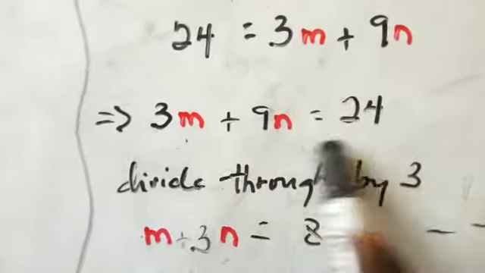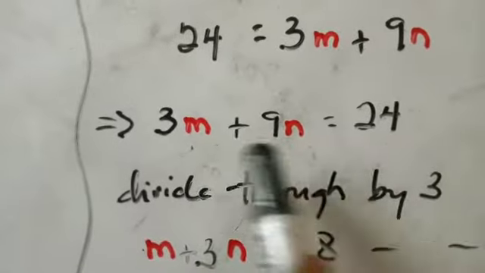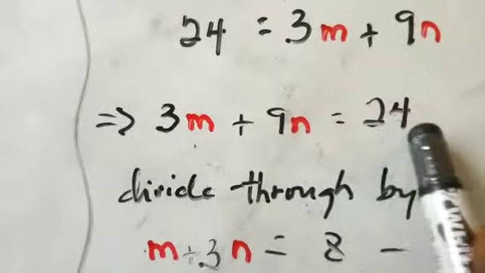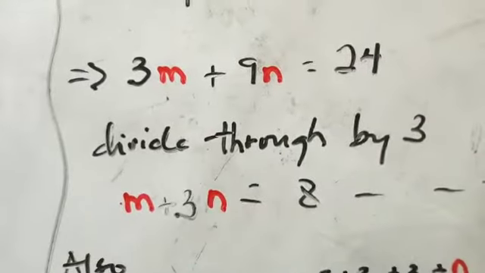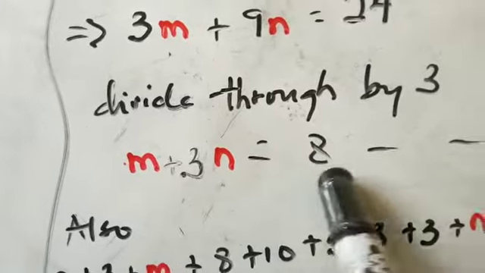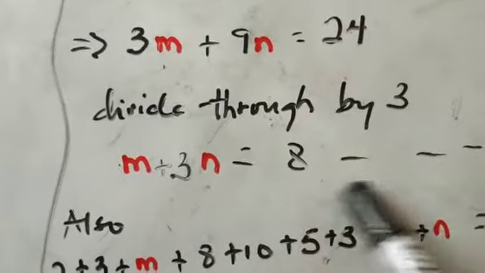Here you can see that you can divide everything by 3 just to reduce the equation. You can leave it as it is, but for simplicity, you can decide to divide everything by 3. So I divided everything by 3 and I had m plus 3n is equal to 8, right? Okay, so this is one equation. We are not done. This is just one equation.